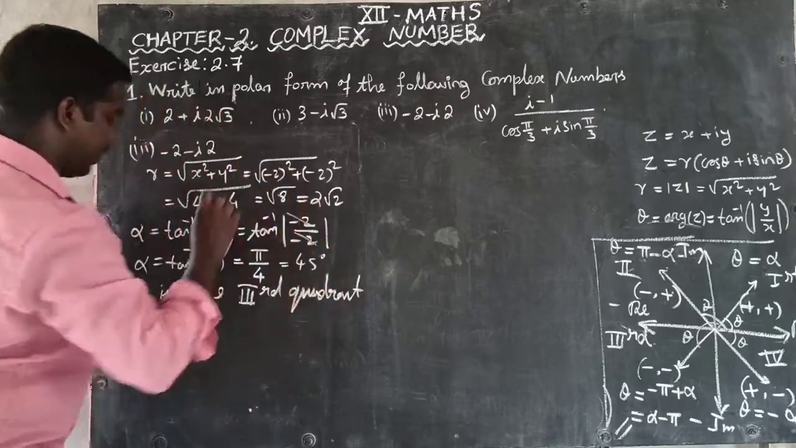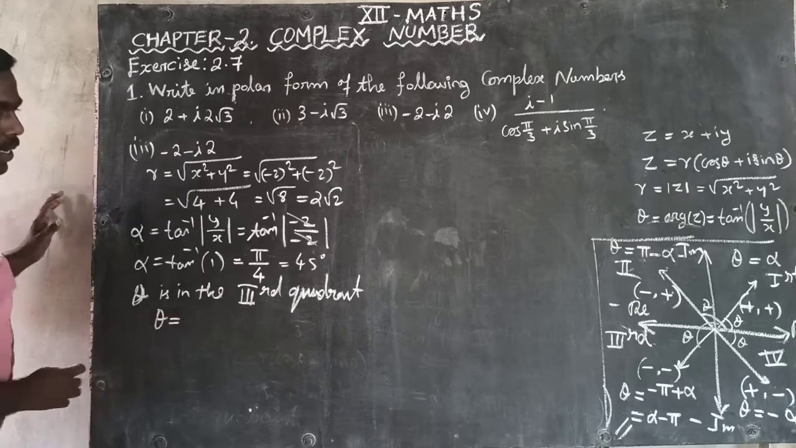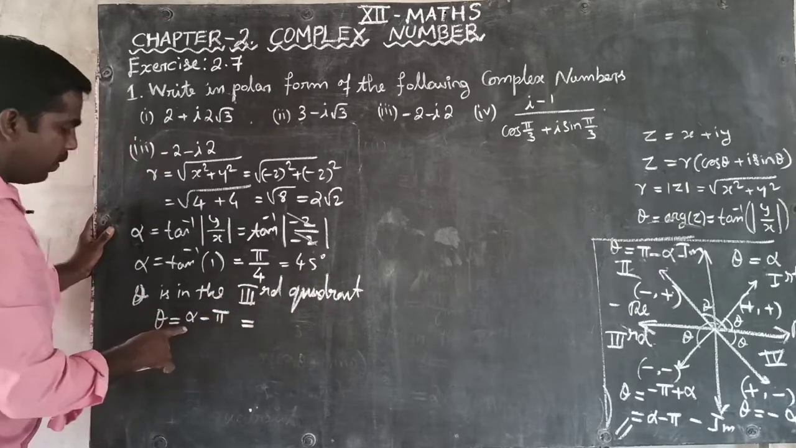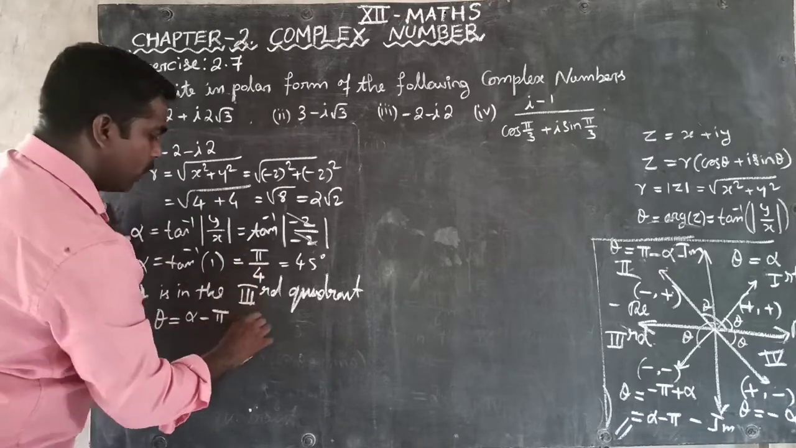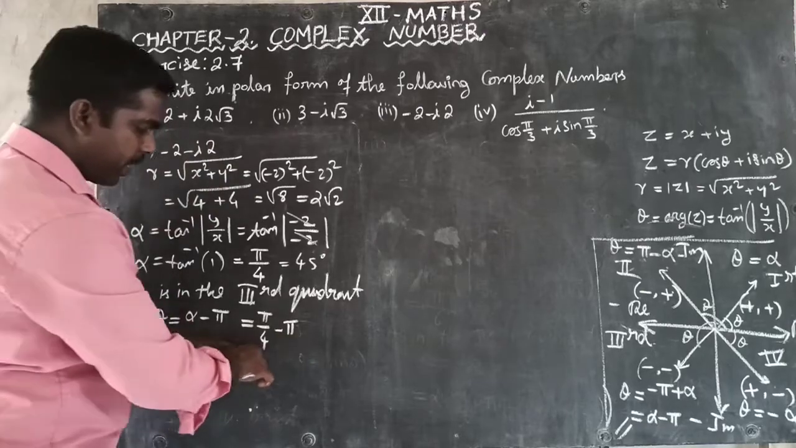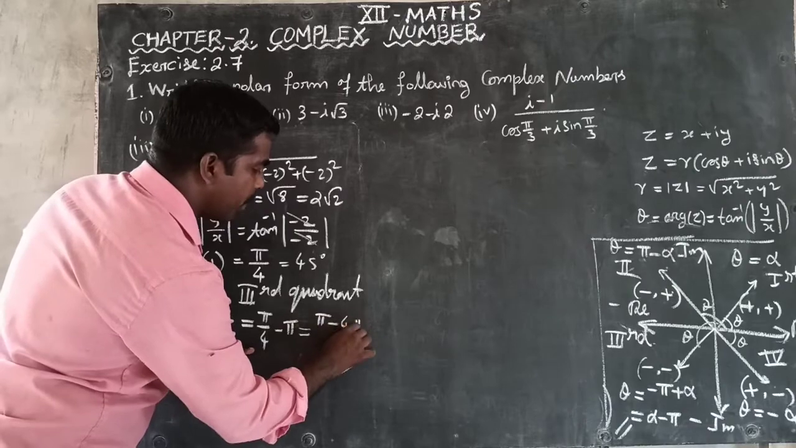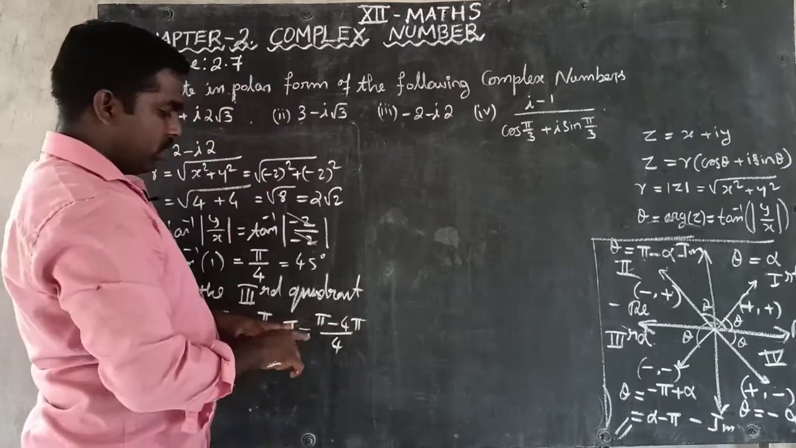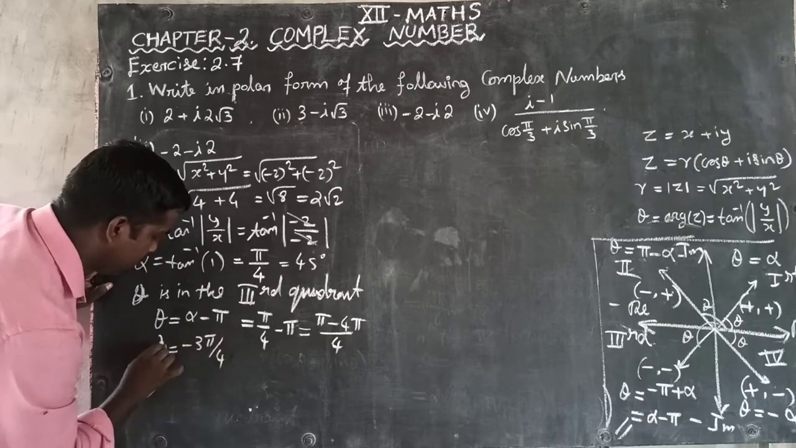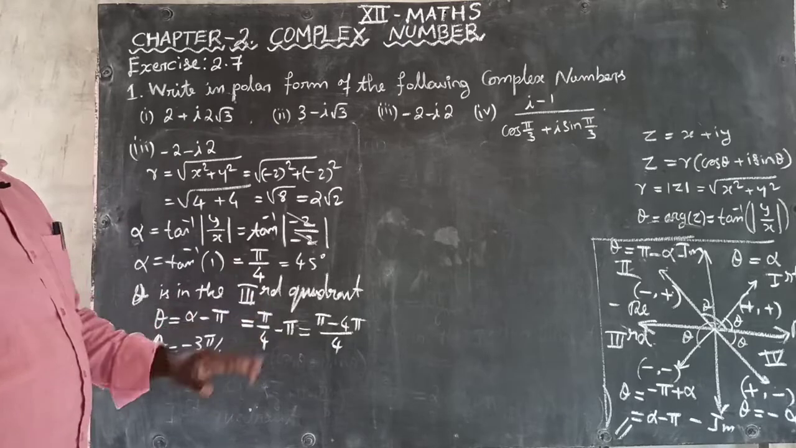In the third quadrant, we have the formula theta is equal to alpha minus pi. Here alpha is pi by 4, so theta is equal to pi by 4 minus pi. Now we can cross multiply: pi minus 4 pi divided by 4, so that is minus 3 pi by 4. This is theta, because it is in the third quadrant.